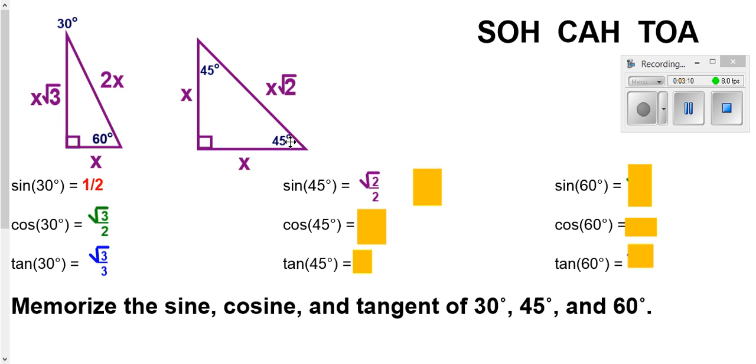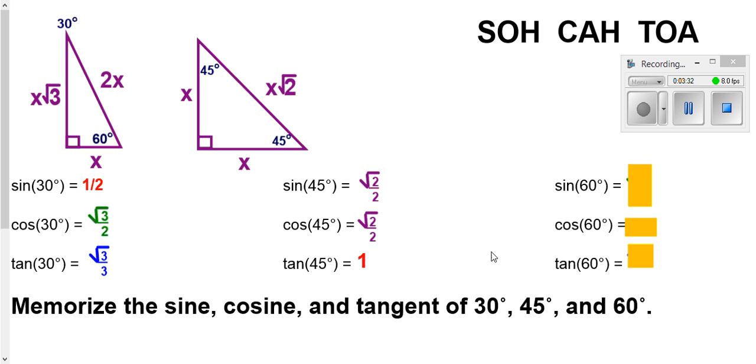When you do the cosine of 45, that would be this x over your hypotenuse of x root 2. So it'd be x over x root 2, the x's would drop, and you'd be 1 over root 2, but you get that root out of the bottom. Then we do our tangent, which is our opposite of x over our adjacent of x, would be x over x, so we get 1.